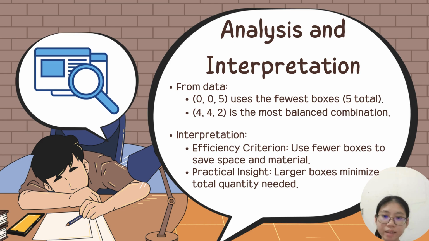Based on the analysis, the combination that uses the fewest total boxes is 0, 0, 5. This solution is the most efficient because it minimizes the number of boxes needed for packing. In a real-world situation, this would save material, space, and time. However, other combinations like 4, 4, 2 offer a more balanced distribution of box sizes. This shows how mathematics can optimize practical decisions.